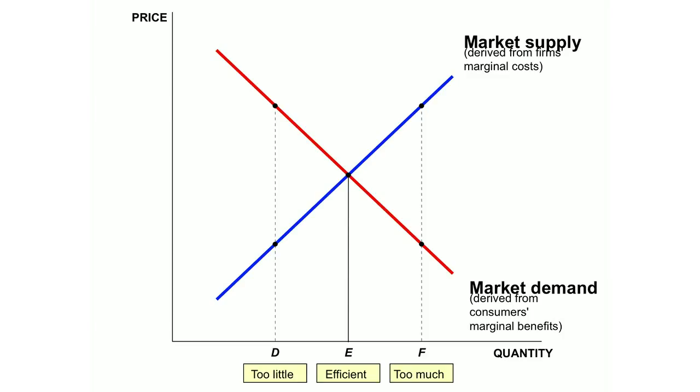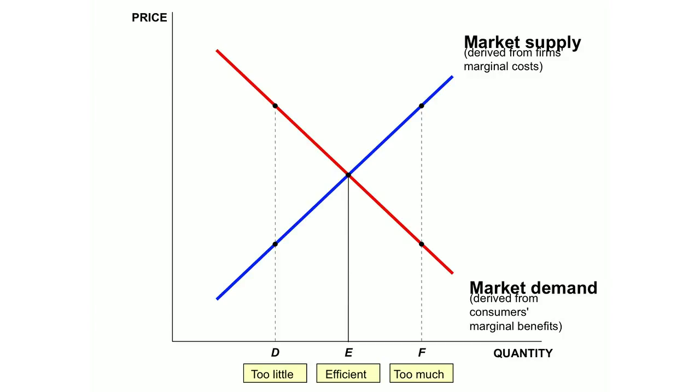Marginal cost is equal to marginal benefit on those curves. You could be producing away from that point. It could be producing too much, as illustrated in the picture. In that case, at the too much, the marginal cost is greater than the marginal benefit.